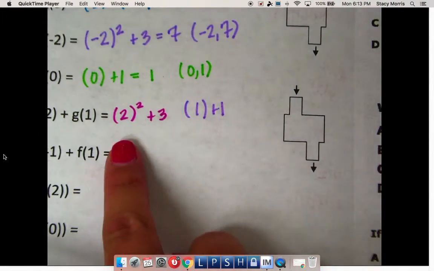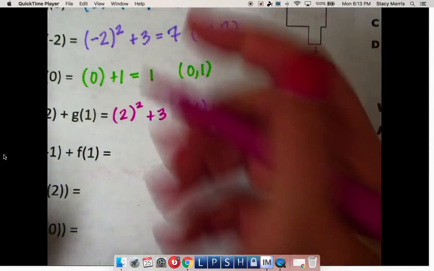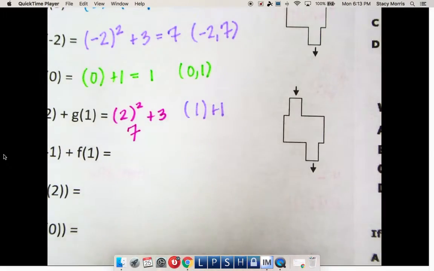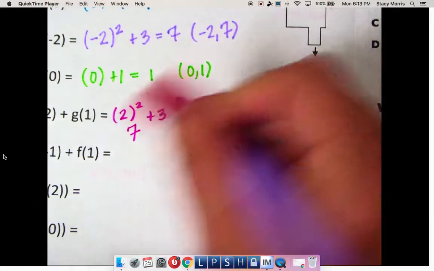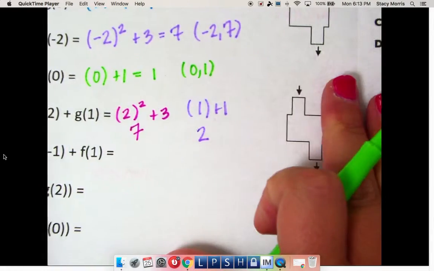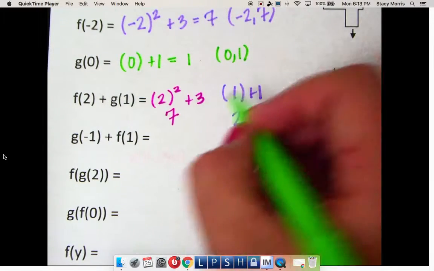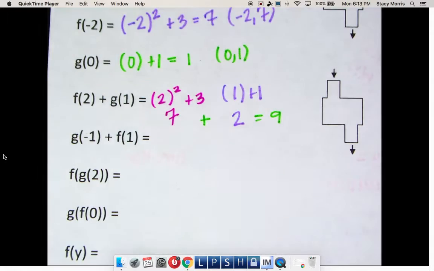So 1 plus 1. All right. If you do this using your calculator, you're going to get 4 plus 3, which is 7. And then to that, we're going to do 1 plus 1, which, hopefully you know, is 2. And this asks us to add those, right? So we're going to add those, which gives you 9. Again, please use your calculator to check those.